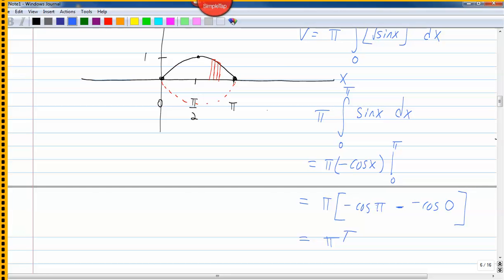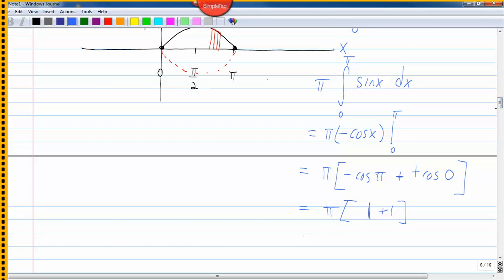Alright, so that's pi times, the cosine of pi is negative 1. So this is the negative of negative 1, which is 1, plus cosine of 0 is 1. So what's my volume? 2 pi. So 2 pi cubic units is my volume.